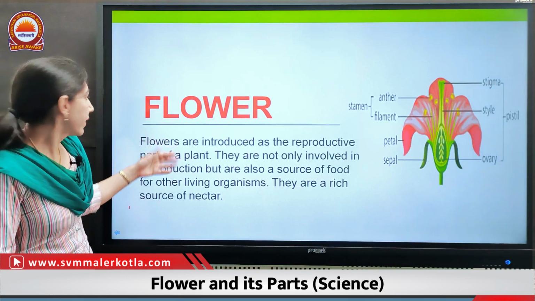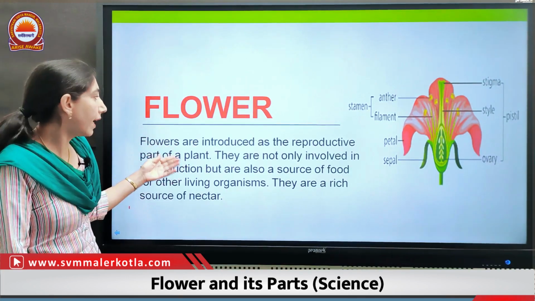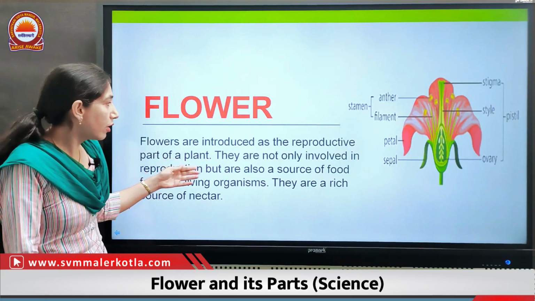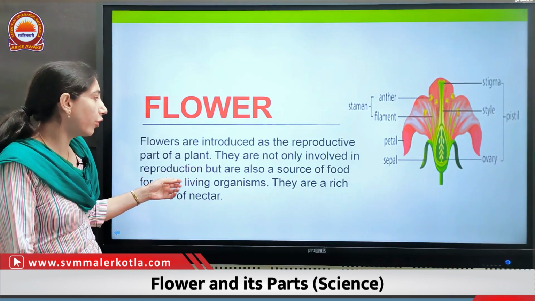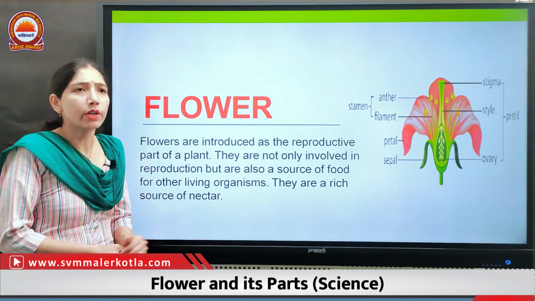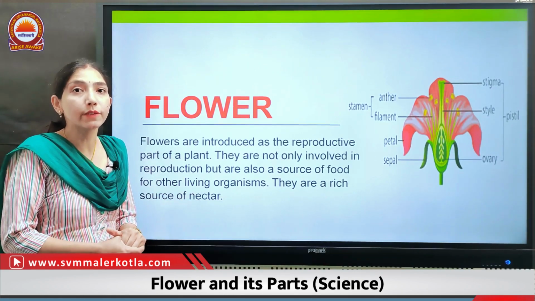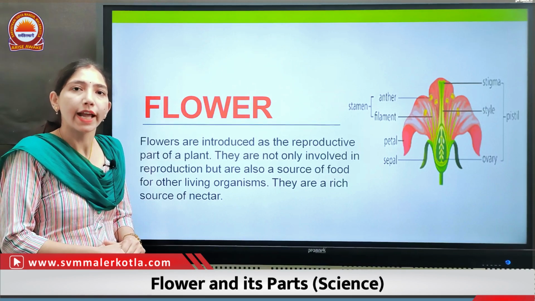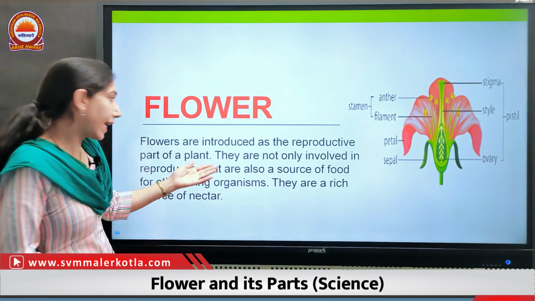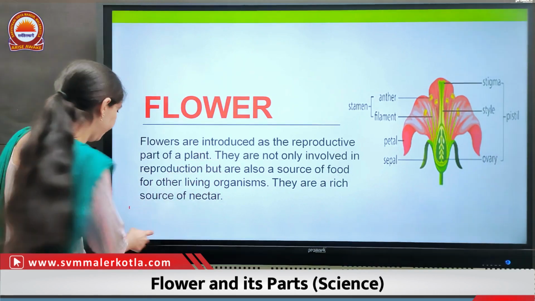Flowers are introduced as the reproductive part of a plant. They are not only involved in reproduction but are also a source of food for other living organisms. They are a rich source of nectar. We know that some insects or bees collect the nectar from the flowers and take it to their hives. So they also act as a source of food.